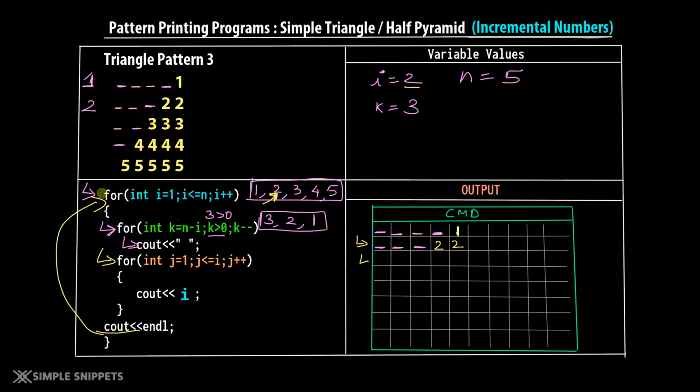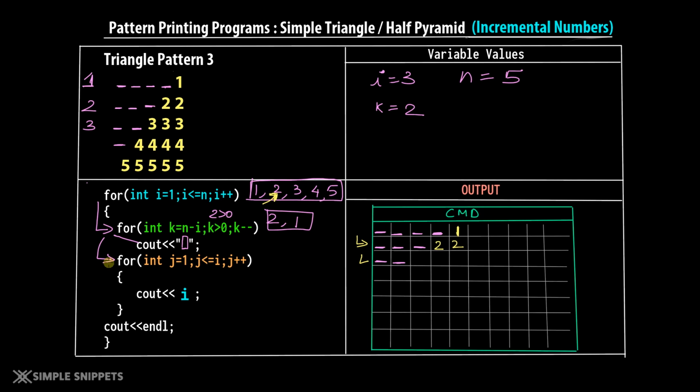Again, you'll go at the start of the for loop, and now you will say I plus plus, so I will become 3. When you go inside the for loop, you're saying k equals to n minus I. N is 5, 5 minus 3 because I has become 3, so k will become 2. Correct? 2 has to be greater than 0 and k minus minus, so it will take the values of 2 and 1. Which means that the for loop will run 2 times, and it will create 2 blank spaces, and that is exactly what we want in the third row.